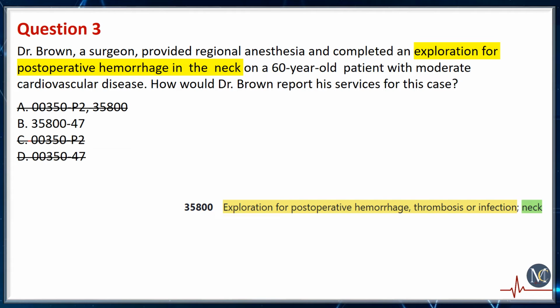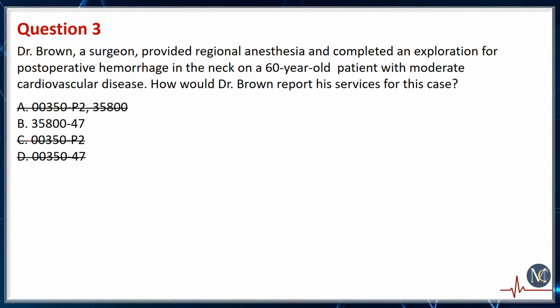is 05800, which is for the exploration of postoperative hemorrhage, thrombosis, or infection in the neck region, as mentioned in the given scenario. So our correct procedure code is 05800 along with HCPCS modifier 47. So our correct option is option B with procedure code 05800 along with modifier 47.